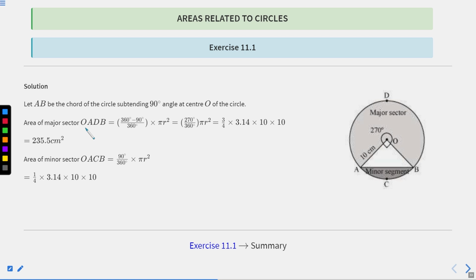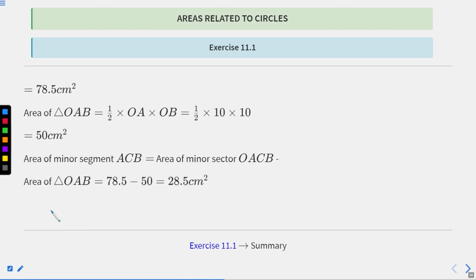Now we need to find the area of the minor segment. This is our minor segment. First we find the area of minor sector OACB, which is equal to theta by 360 degrees into pi r square, that is 90 degrees by 360 degrees into pi r square. That is equal to 1 by 4 into 3.14 into 10 into 10, which is equal to 78.5 centimeter square.